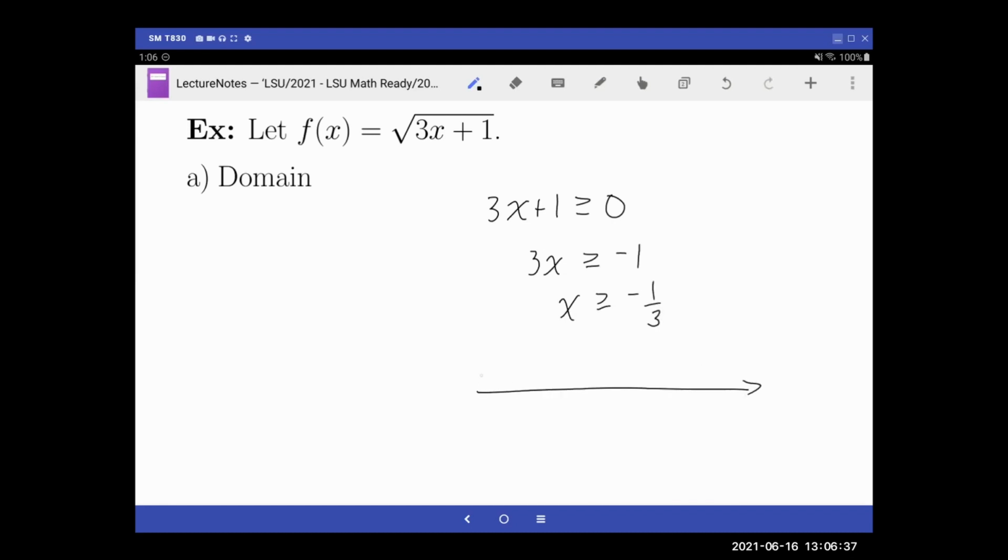I can visualize that on a number line. X is greater than or equal to, so it could equal negative 1/3 or be anything bigger than negative 1/3. Okay, so that region right there starts at negative 1/3 in a bracket because negative 1/3 is included. It's possible that it satisfies the equation or the domain, and it goes until infinity. Okay, with a parenthesis on infinity. Okay, so that'd be the domain.